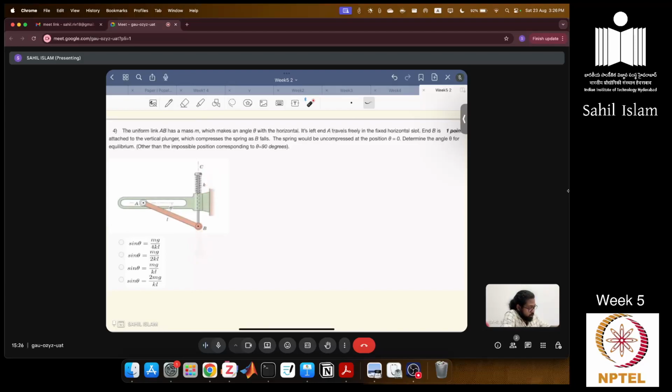The spring would be uncompressed at the position theta equal to 0. So if B is horizontal, then the spring is most uncompressed. Determine the angle theta for equilibrium.